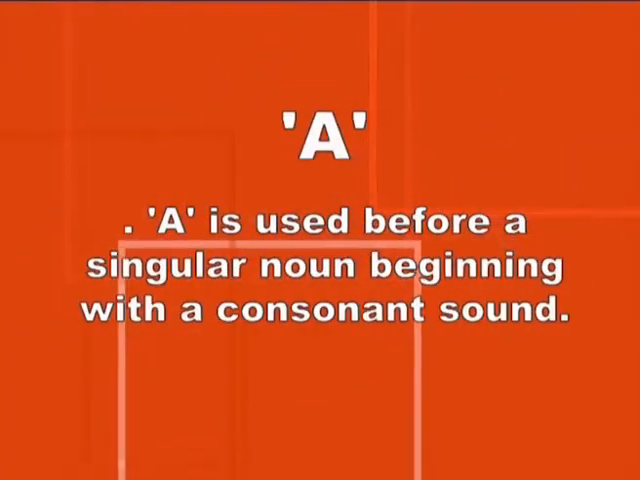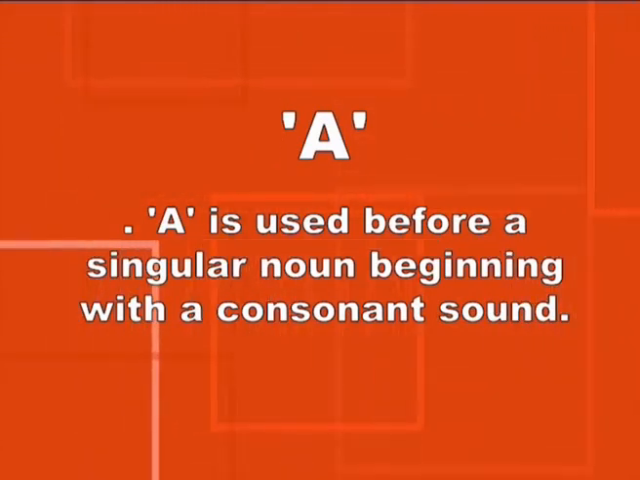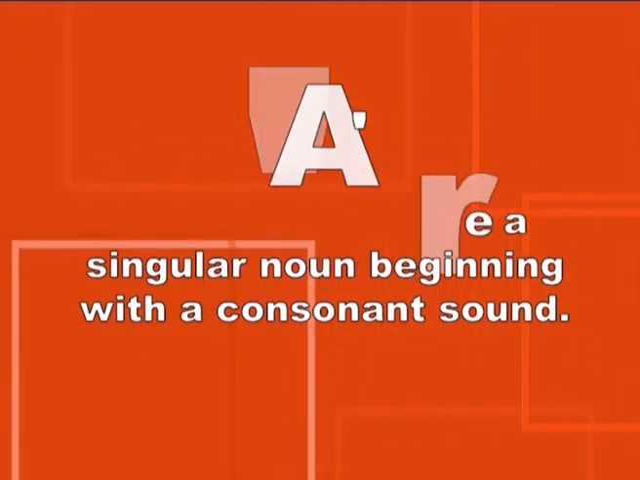A is used before a singular noun starting with a consonant sound. Let us take a few examples. Book. When we say this word, listen to the first phonic sound that you hear when I say the word. Book. The first letter and the sound is B, which is a consonant. That is why we use a with it and we say a book.